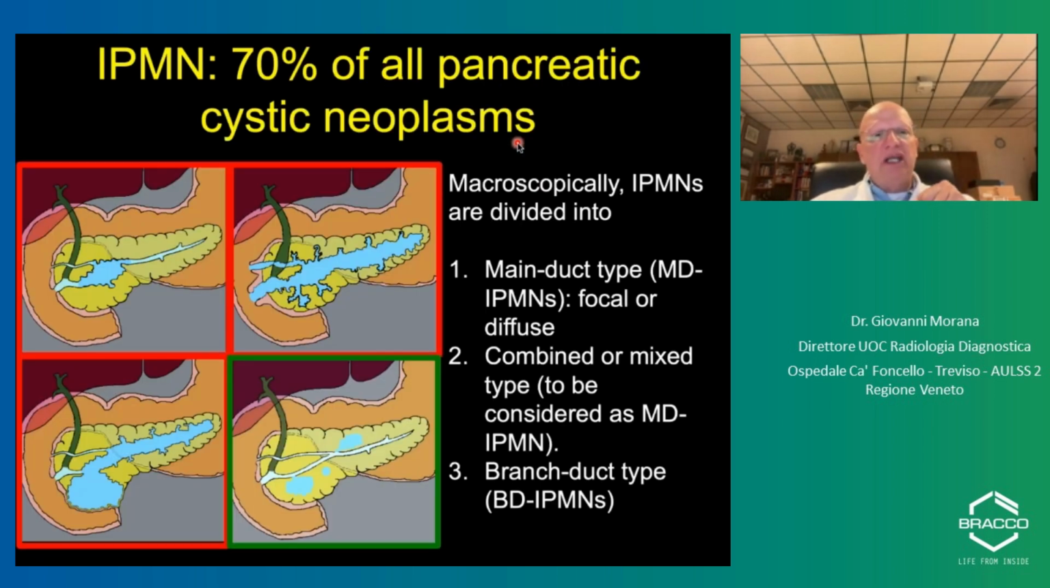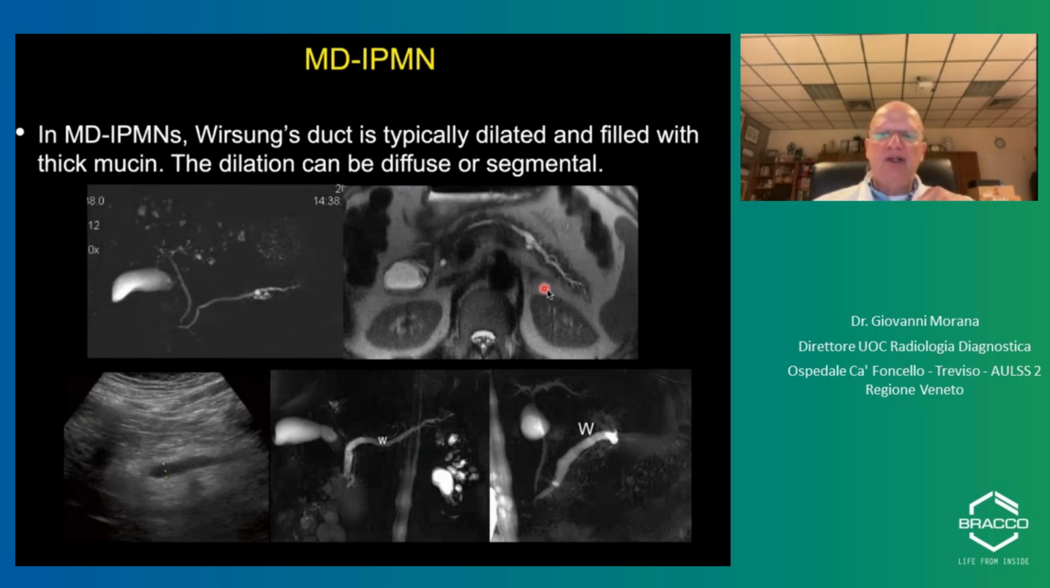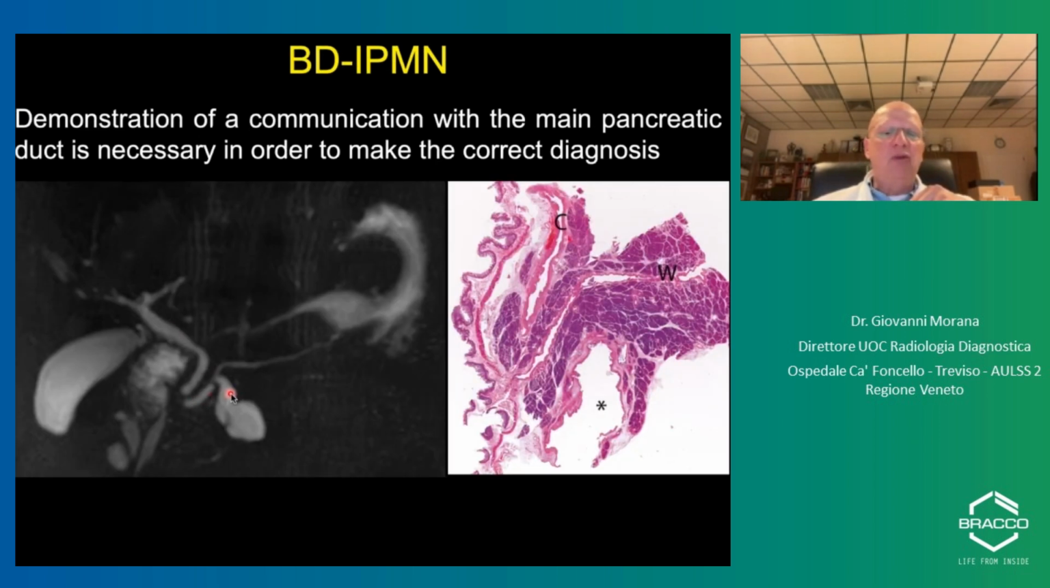If the lesion communicates with the main pancreatic duct, we are dealing with an IPMN. They are about 70% of all pancreatic cystic neoplasms. As a first rule, we have to distinguish the main duct or mixed type IPMN from branch duct. The first one is more aggressive than the second one. So main duct IPMN: dilatation of the main duct without stenosis downstream. Branch duct: we see a communication with the main pancreatic duct.